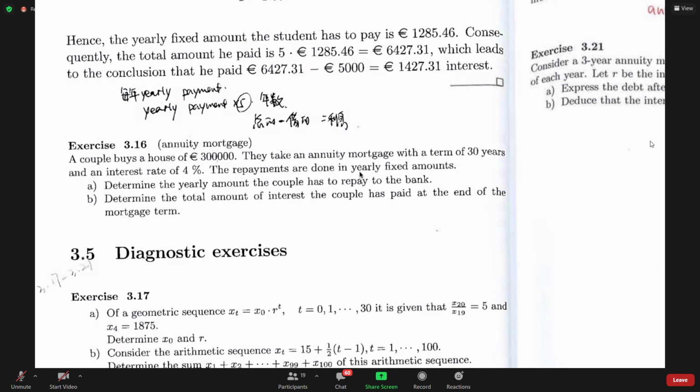The repayments are done in yearly fixed amounts. We are asked to determine the yearly amount the couple has to repay to the bank. And then we are asked to determine the total amount of interest the couple has paid at the end of the mortgage term. Great, let's do that. Whiteboard. And we'll compute. So we know debt is equal to 300,000, N is equal to 30 years, and the interest rate I is equal to 4%.